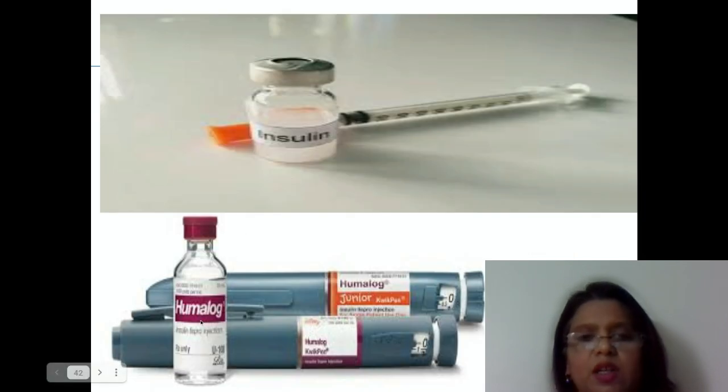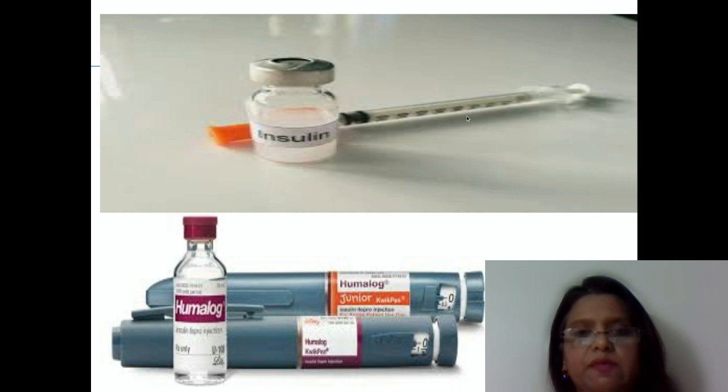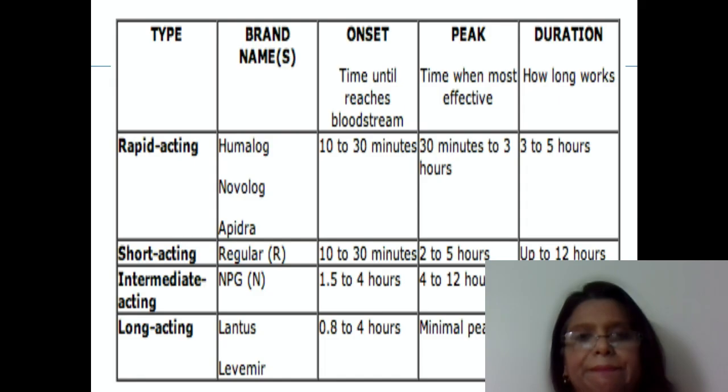This is Humalog injection. These are just very skinny needles, right? We use that, and then these are Humalog pens. So we could use those. Insulin comes in different types. Rapid acting insulins are named Humalog, Novolog, and Epidra.